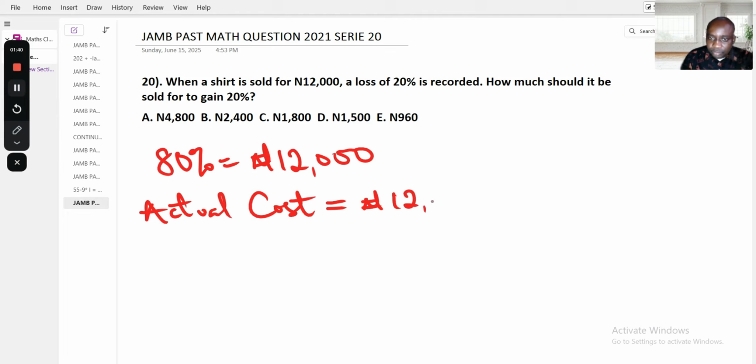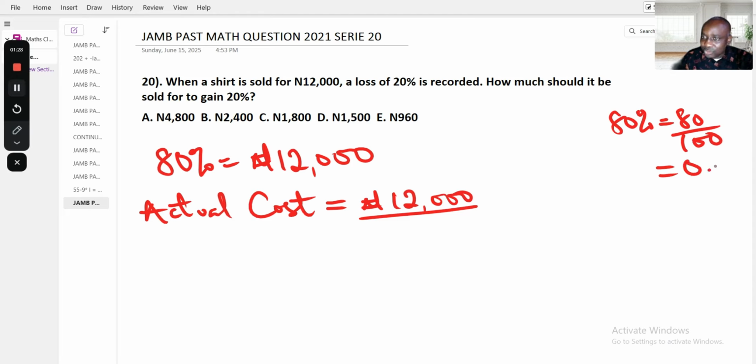12,000 divided by that 80%. 80% is 80/100, isn't it? And it is the same thing as 0.8. Therefore, we are going to divide it by 0.8. What is it going to give us? 12,000 divided by 0.8 is going to give us 15,000 naira. It means that the cost of the t-shirt when we bought it is 15,000 naira.